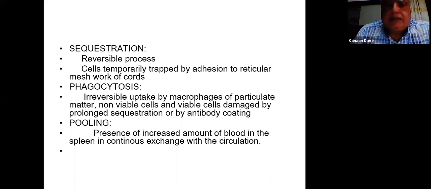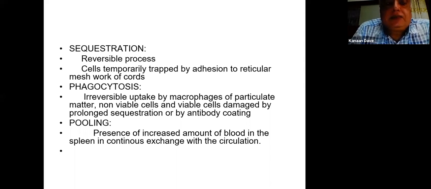And the splenic macrophages play an important role here in engulfing particulate matter, non-viable cells of the hemopoietic system, and other cells which have been damaged by prolonged sequestration or by antibody coating. So here, when the spleen is enlarged, the transit time of the cells through the spleen is increased. And because of the increased contact time with macrophages, they do get damaged and are removed from circulation.